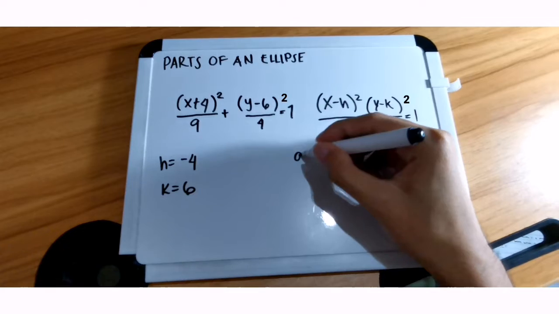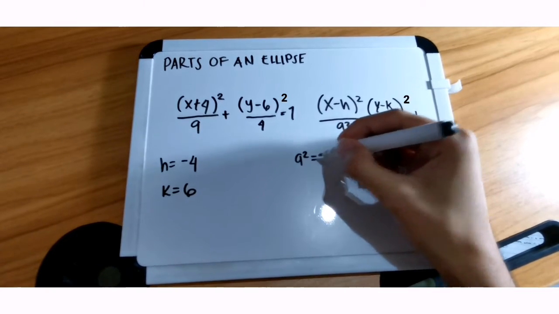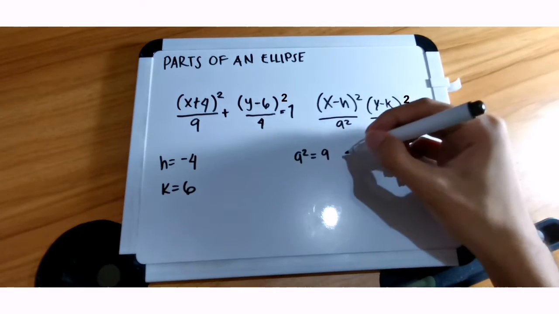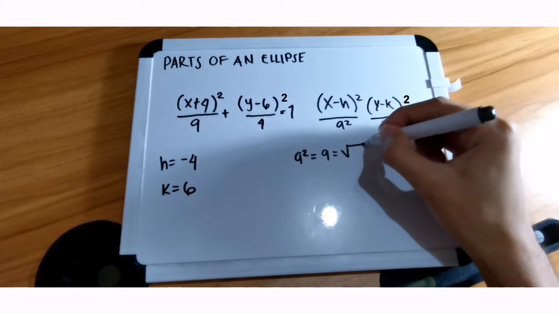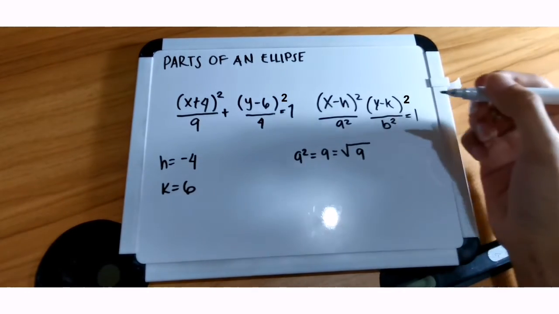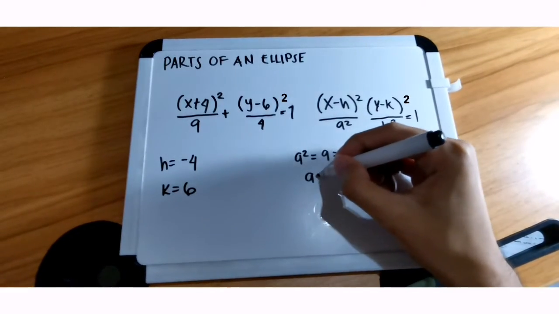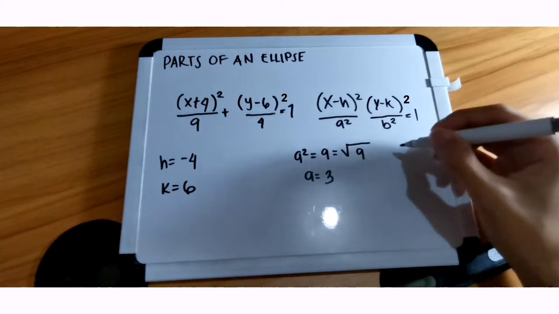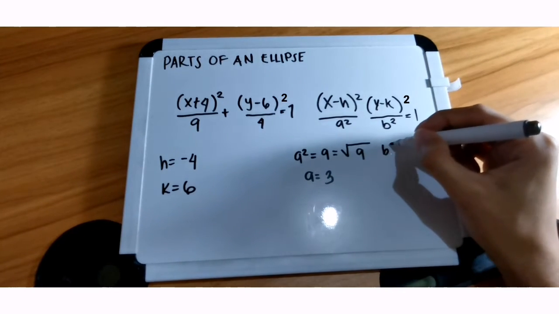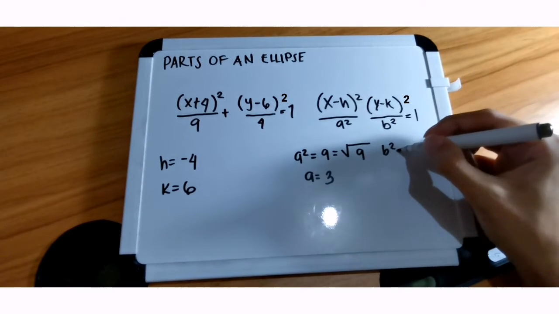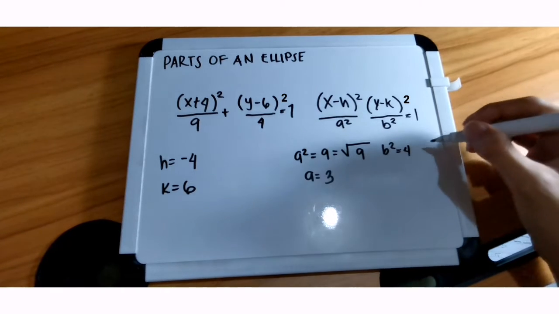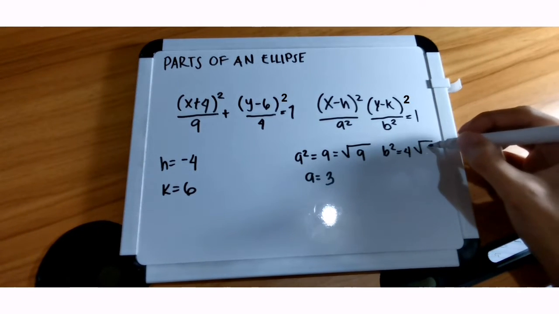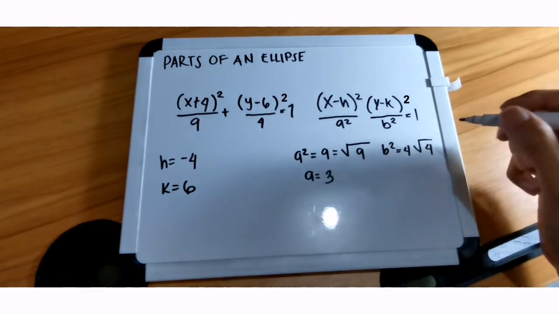For a, we get a value of a squared, so that is 9, and then we get the square root of 9, and then the answer will be 3. So we get a value of b. Then the value of b squared is equal to 4, and then we get the square root of 4, then the answer will be 2.